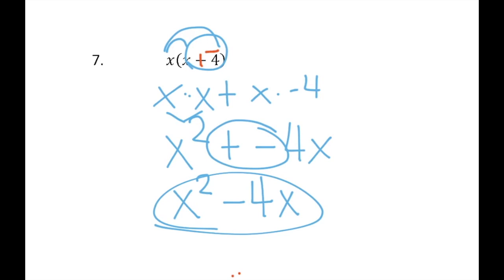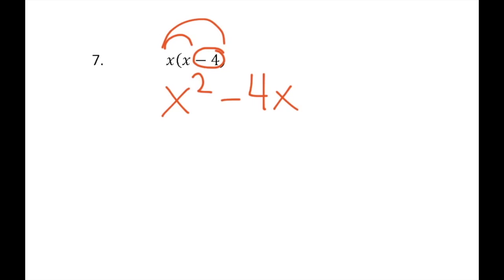Another way you could do it, if you don't like doing the double sign thing, here we go. We just say x times x, x squared, and then we say x times a negative 4. Well, x times a negative 4 is going to be a negative 4x, and there is my final answer.